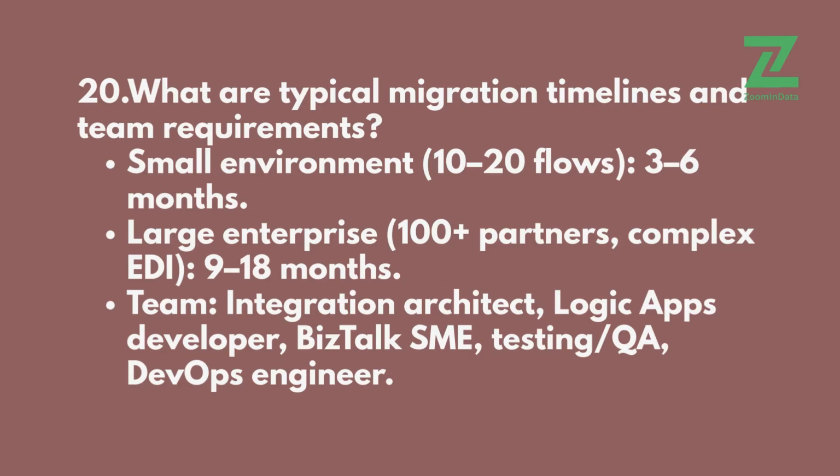What are typical migration timelines and team requirements? Small environment, 10 to 20 flows, 3 to 6 months. Large enterprise, 100 plus partners, complex EDI, 9 to 18 months. Team: integration architect, Logic Apps developer, BizTalk SME, testing, QA, DevOps engineer.